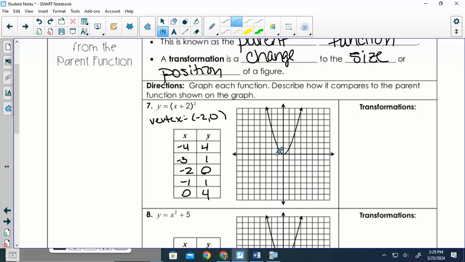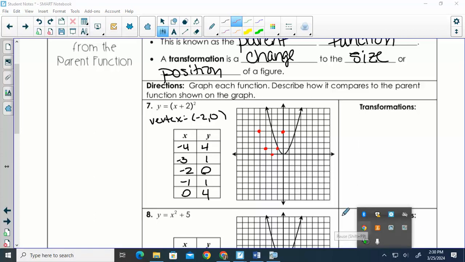So if I plot this: (-4, 4), (-3, 1), (-2, 0), (-1, 1).